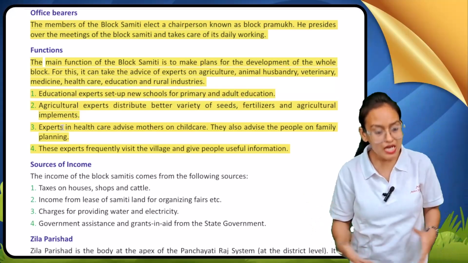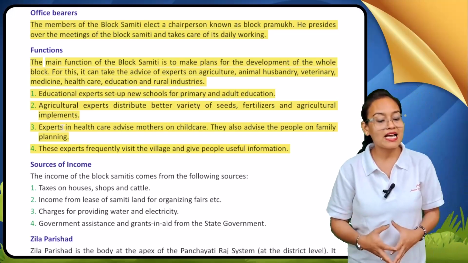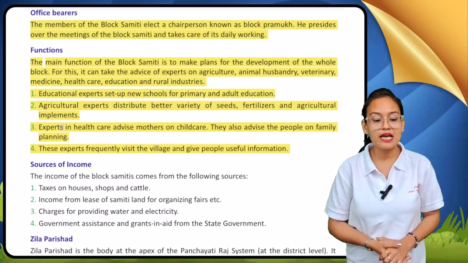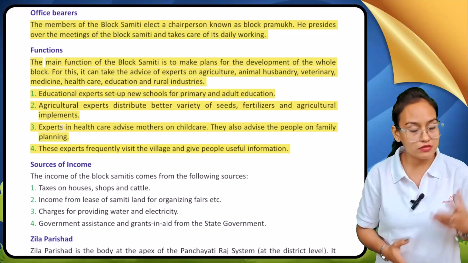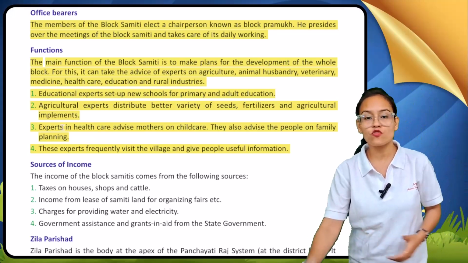Okay, now it is also the function of the block samiti to take the help of experts in the healthcare field, and they are also responsible for visiting villages frequently and giving people useful information.